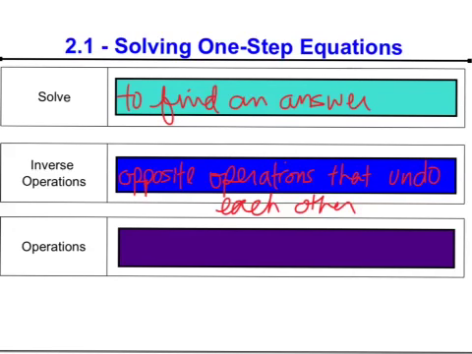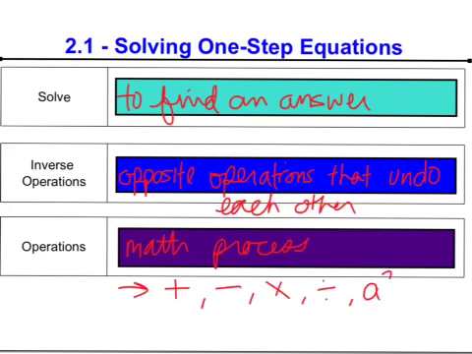And before we can fully understand what opposite operations are, we first need to make sure that we understand what an operation is. And so if we define operation, we know that it's a math process. But more importantly, if we list examples, we know that operations are adding, subtracting, multiplying, dividing, squaring, and so on. And so inverse operations are figuring out what are the opposites of these that would undo them. And that's what we're going to talk about next.